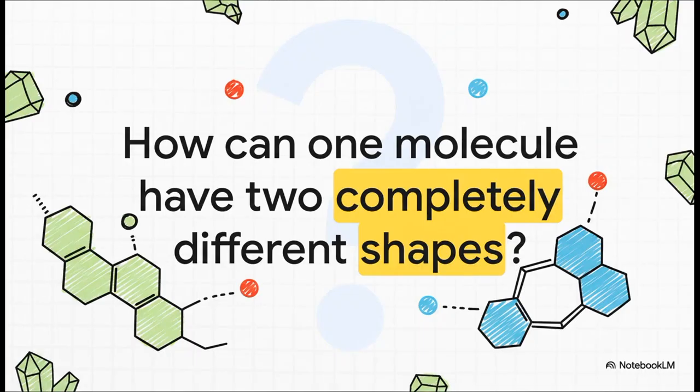So that brings us to the big question. How in the world can one single molecule have two totally different shapes? I mean, it sounds like it breaks the rules of chemistry, doesn't it? Well, that's exactly the mystery we're going to unravel today.